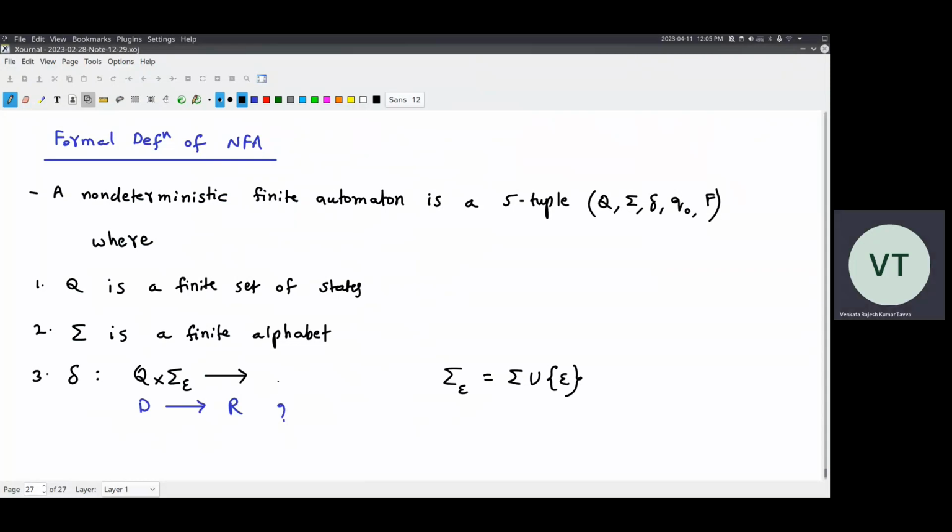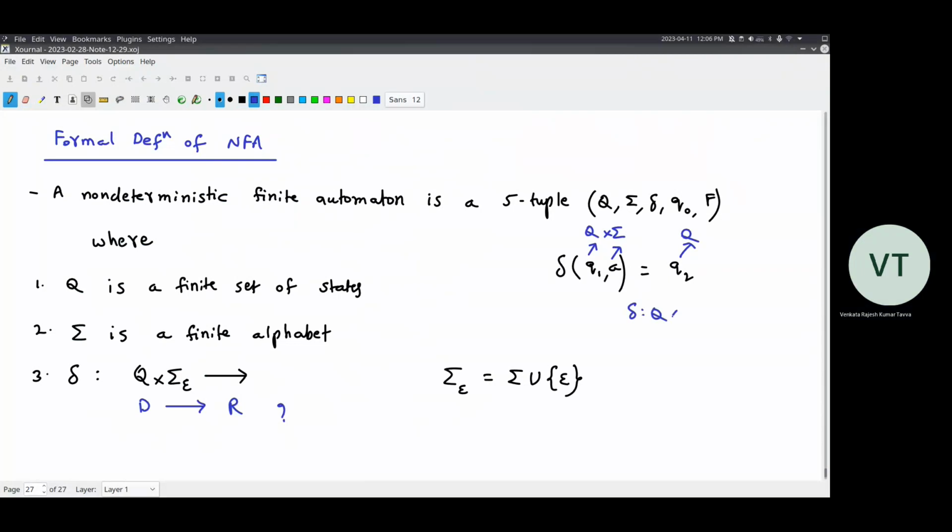Always first try to think in terms of elements, and then map these elements to their respective sets. So take an example of DFA. Say you have some state Q1, some symbol A, and you go to Q2. This is the function. Now map each of these elements to their corresponding sets. This comes from set Q, this comes from set sigma, so their cross product. This comes from set Q. So what will be the domain and range of this delta? Q cross sigma to Q.